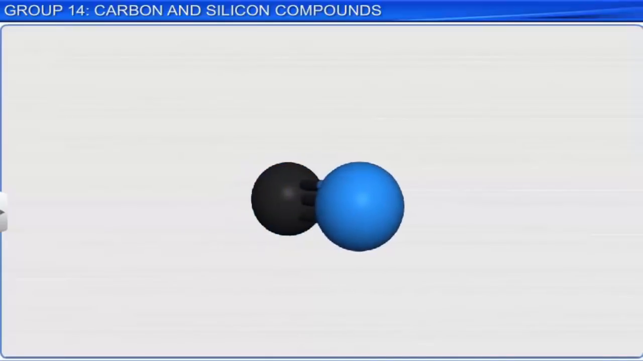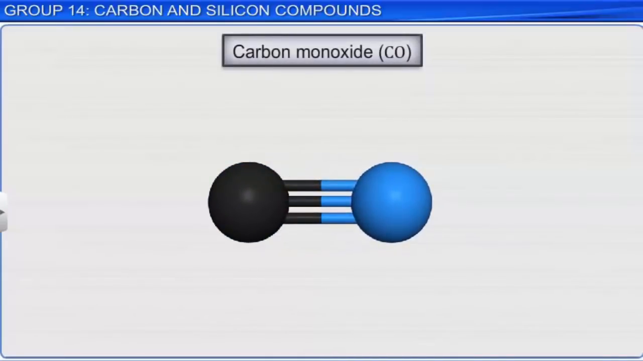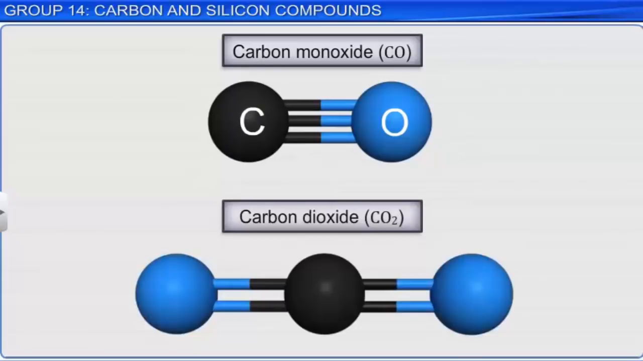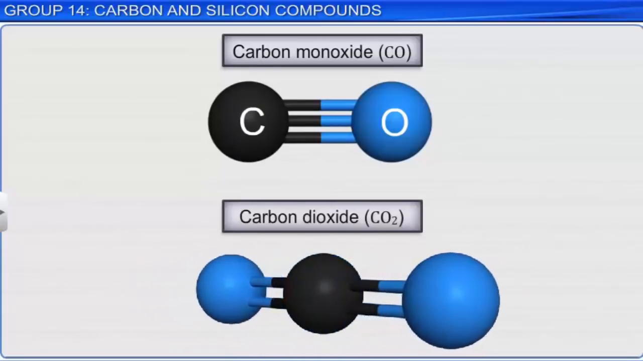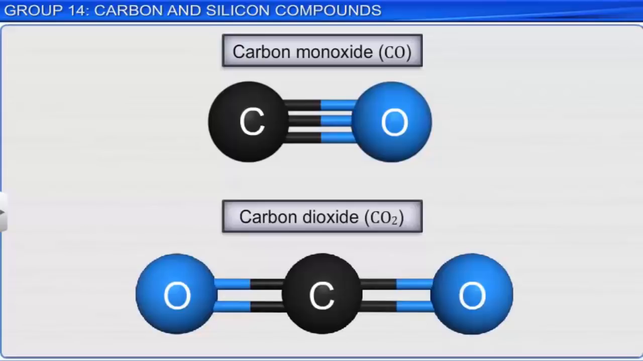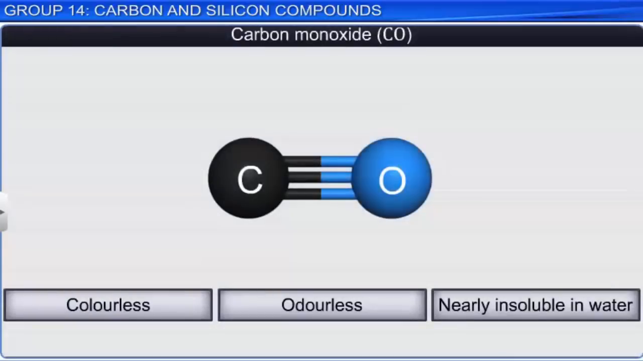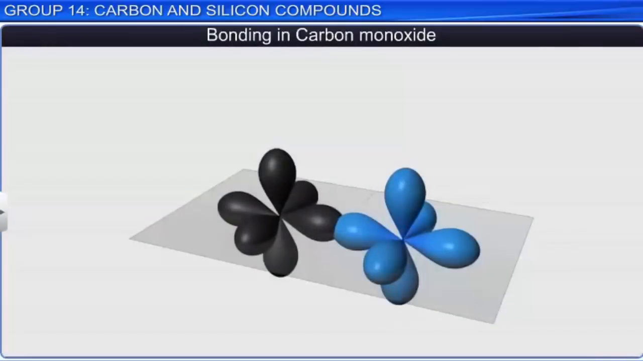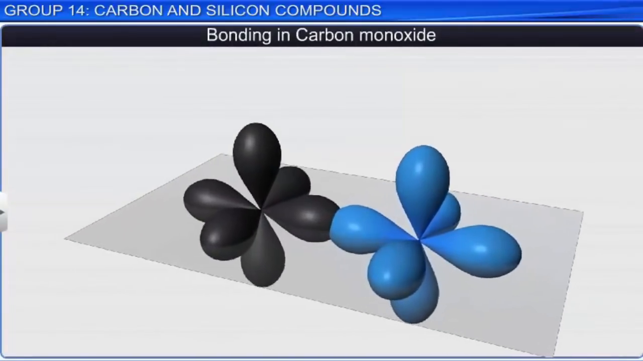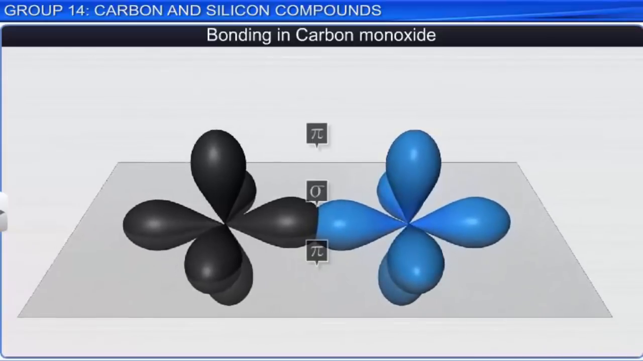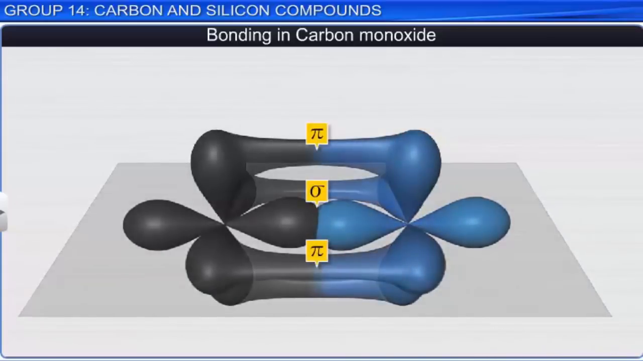We'll start with the oxides of carbon: carbon monoxide, with the chemical formula CO, and carbon dioxide. Carbon monoxide is a colorless, odorless gas that is nearly insoluble in water. The carbon monoxide molecule contains 1 sigma bond and 2 pi bonds, as shown in the illustration.